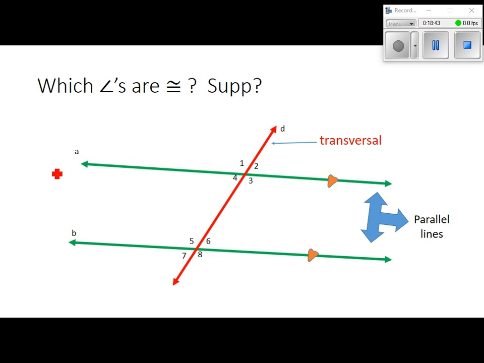So if we're looking at this, we can, if these two lines are parallel, which they tell us with these extra arrows right here, so line A and line B are parallel to each other, the two green lines are parallel to each other, then we can pick out certain things. Let's look at angle 1. We know angle 1 is congruent to angle 3 because they're vertical angles.